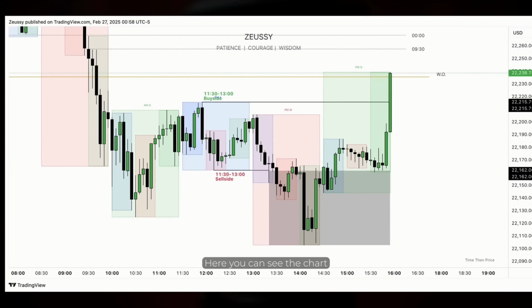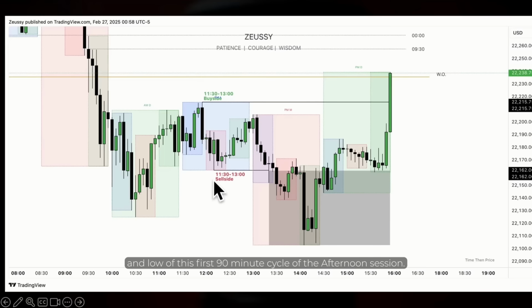Here you can see the chart that we also discussed on the 30-minute cycle example. However, now it's a bit later. What you can see is that between 11:30 a.m. to 1 p.m., the market consolidated. Notice that I've highlighted the high and low of this first 90-minute cycle of the afternoon session. At 1 p.m., a new 90-minute cycle opens up and we see the market drop towards the downside in a very quick manner. Eventually, after 2 p.m.